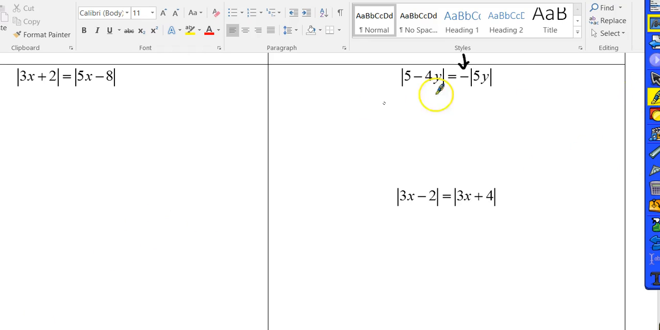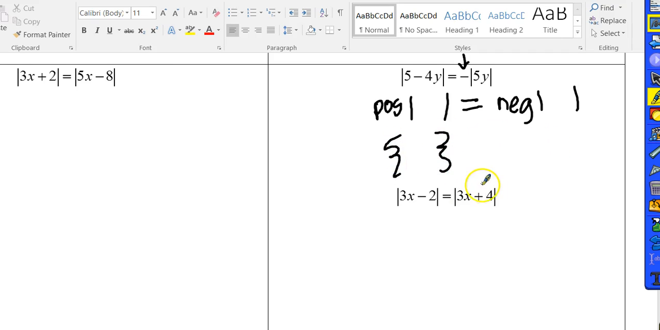All right. So, not possible? How can a positive absolute value ever equal a negative absolute value? Is that possible? So, no solution. It's not possible. Nothing you can do there.